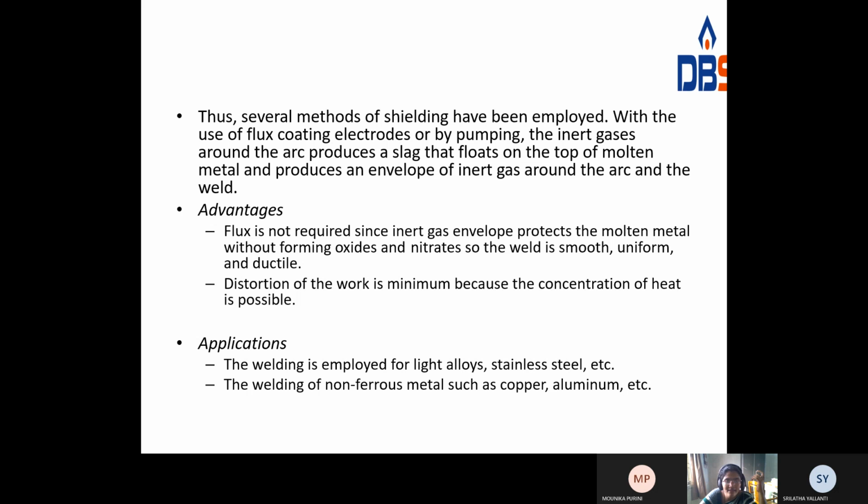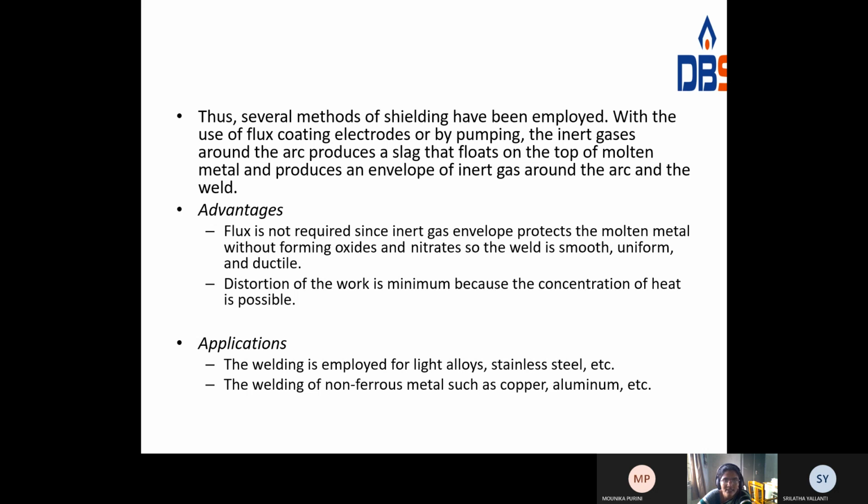Thus several methods of shielding have been employed, with the use of flux coated electrodes or by pumping inert gases around the arc. The flux produces a slag that floats on top of the molten metal, and the inert gas produces an envelope around the arc and weld. So here you may use flux coated electrodes or pass inert gases. Why? To protect the metal sheet from the atmospheric oxygen and nitrogen.